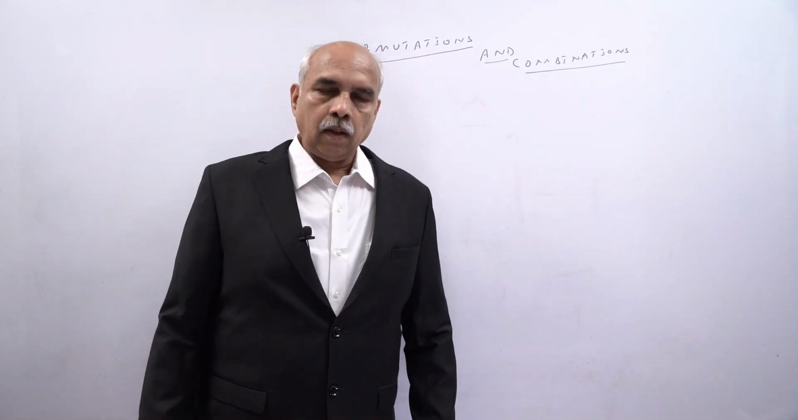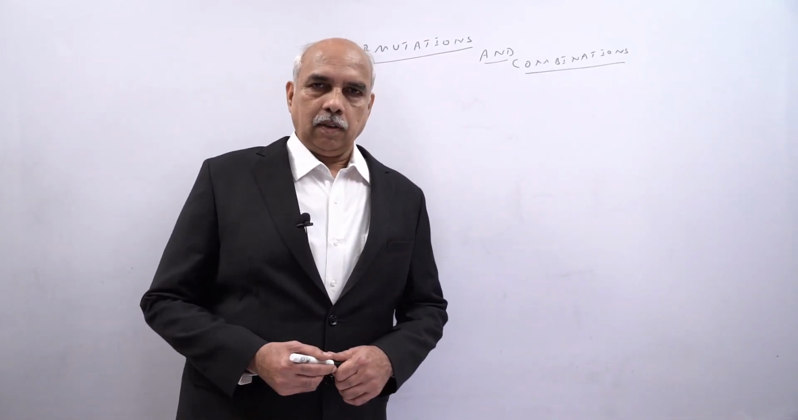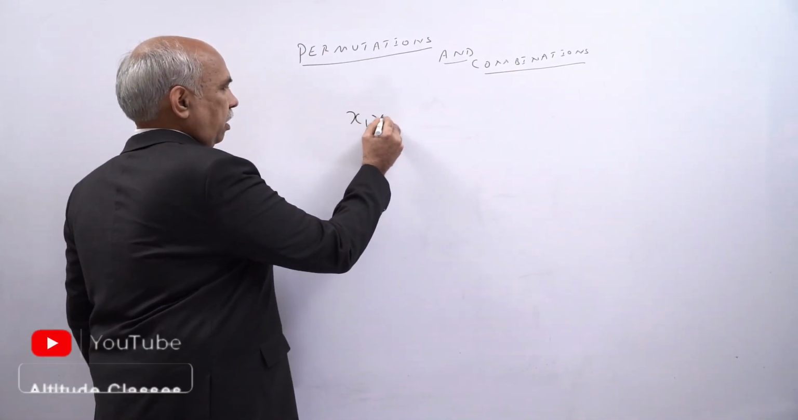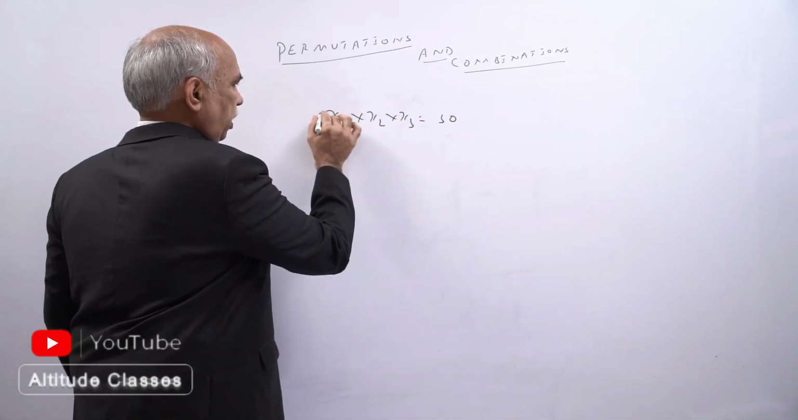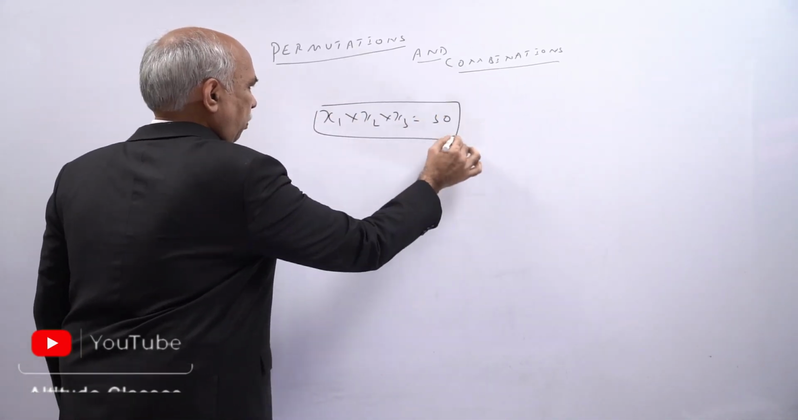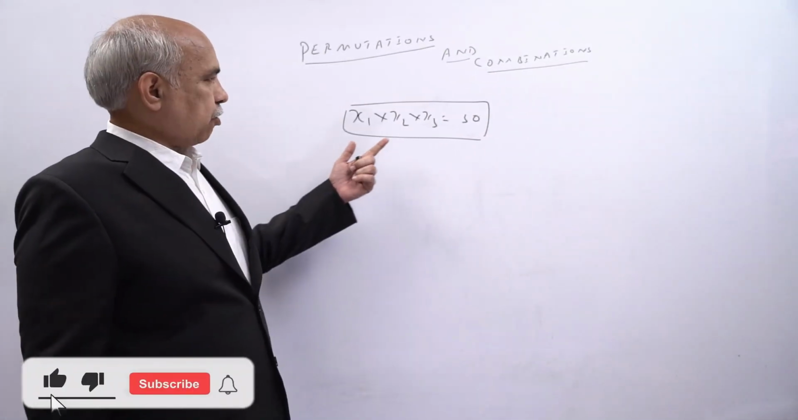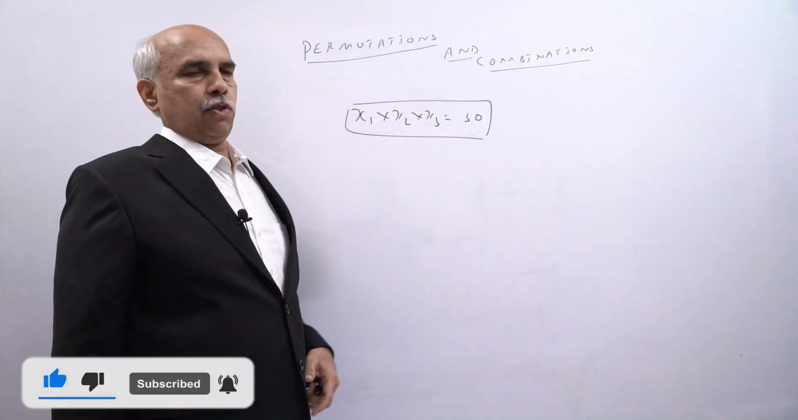Good morning. We continue with the chapter Permutation Combination. In the last class, we solved a question: x1 into x2 into x3 is equal to 30. Find the number of triplets which satisfy this equation where x1, x2, x3 are positive integers. That's the question which we solved.